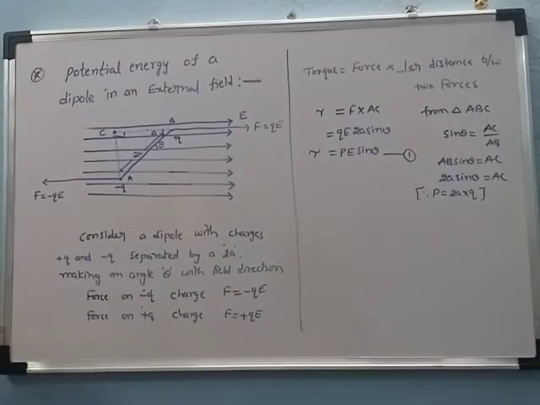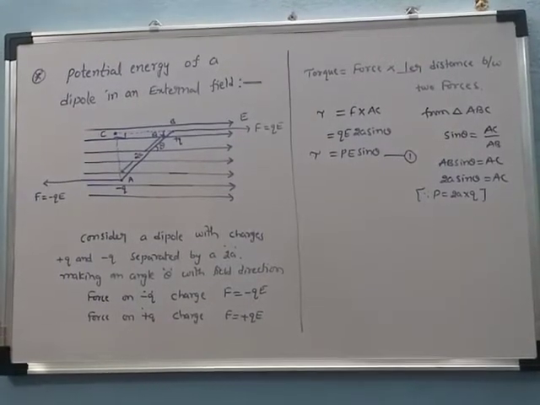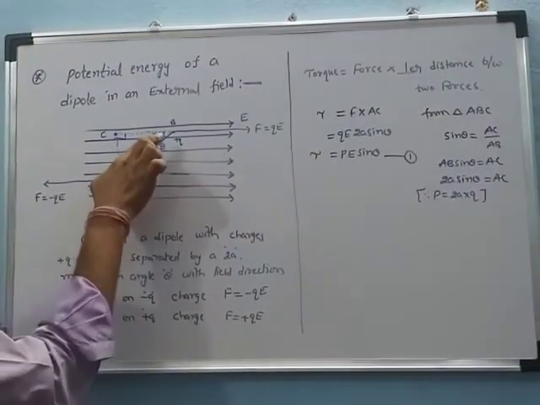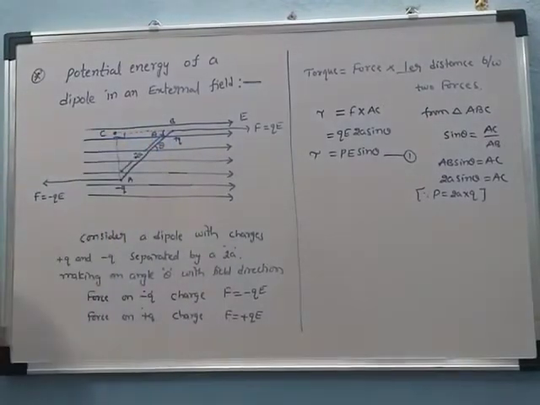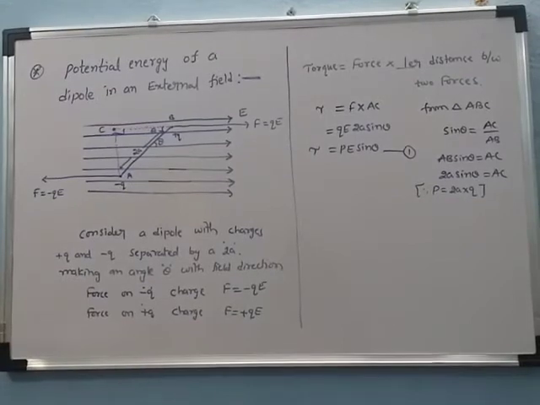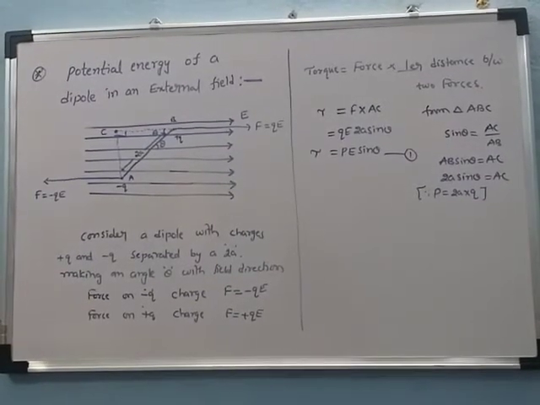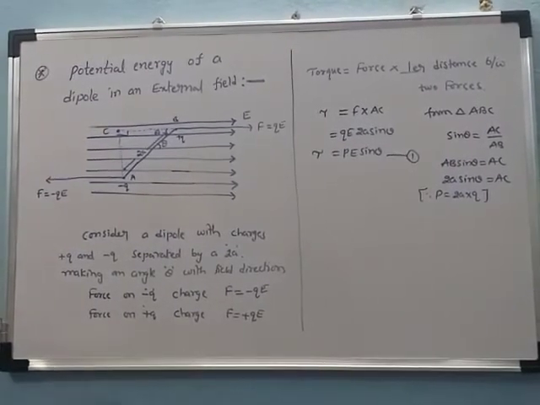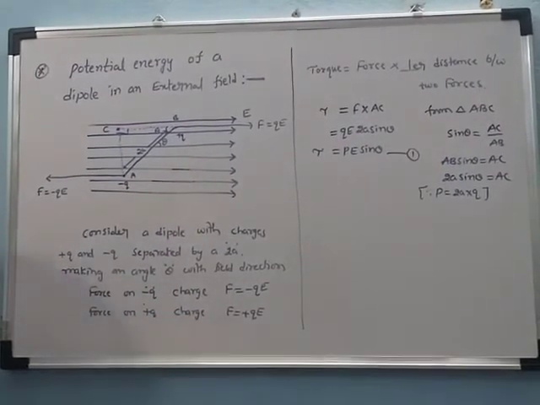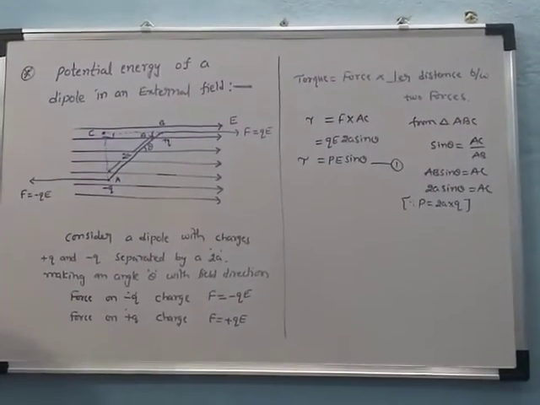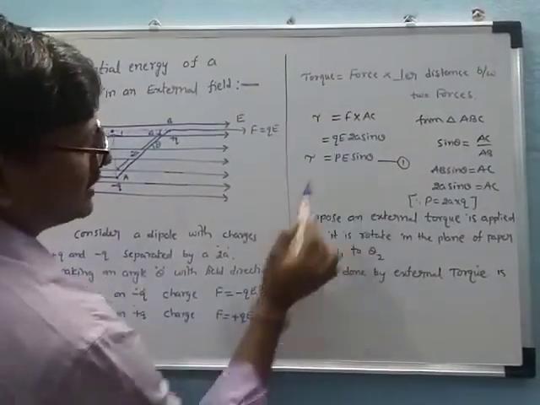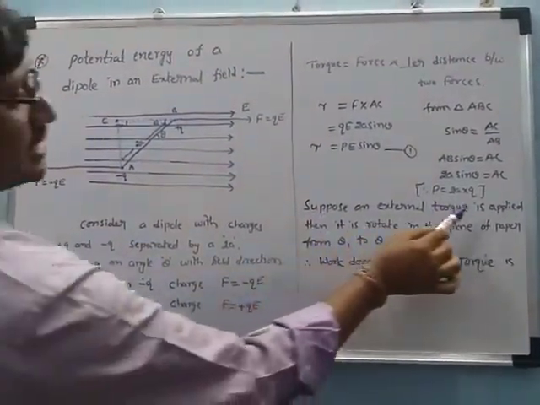If we act with an external force, now this dipole can be rotated in an electric field. The dipole can be rotated in an electric field. There is a theta 1 and theta 2. See, we get the external torque. So the torque is PE sine theta. Suppose an external torque is applied.